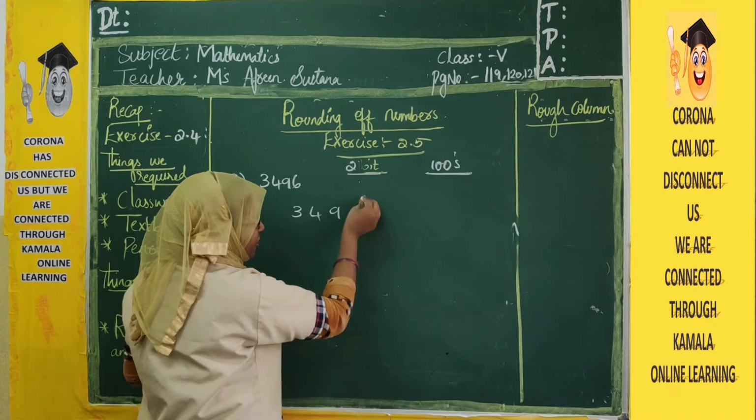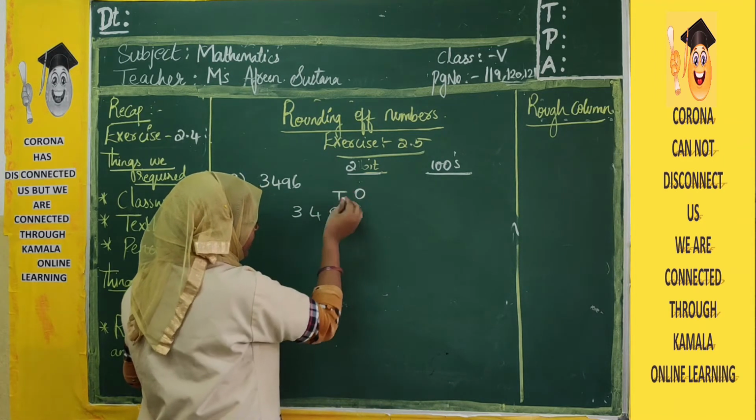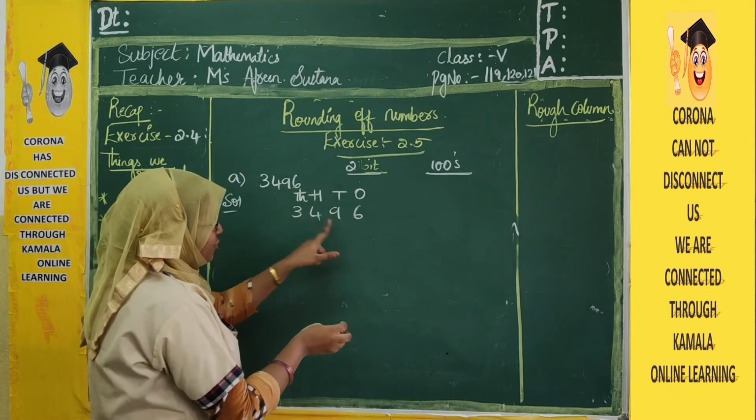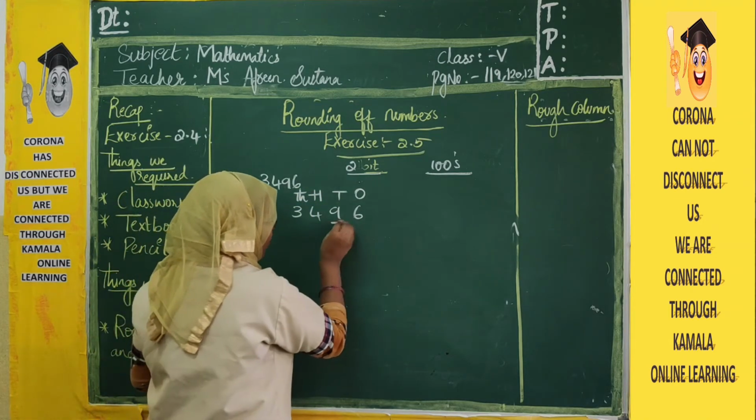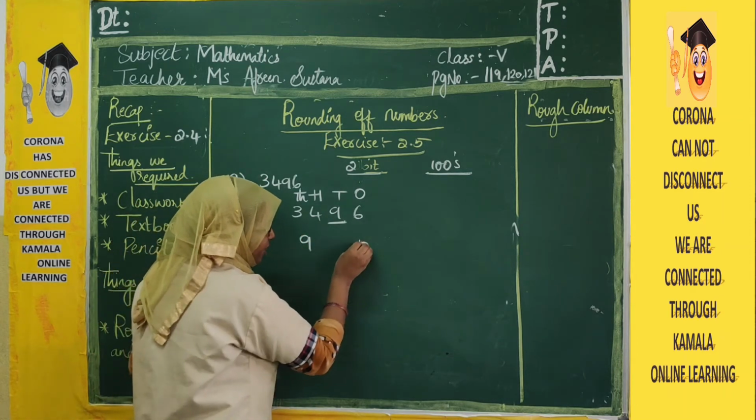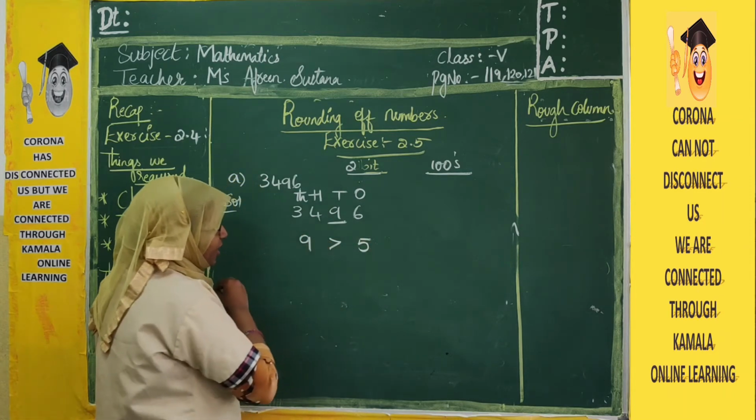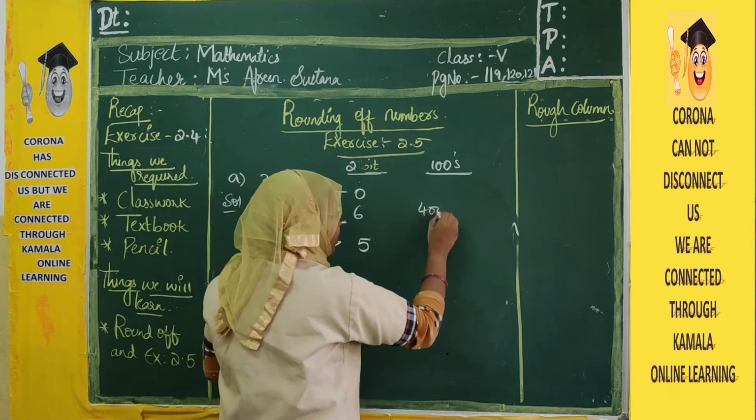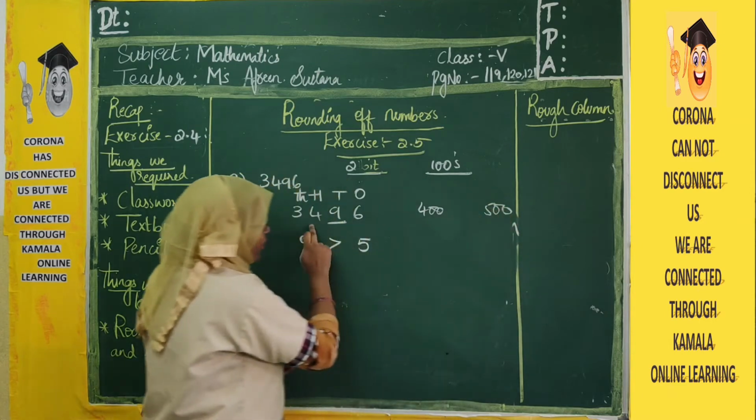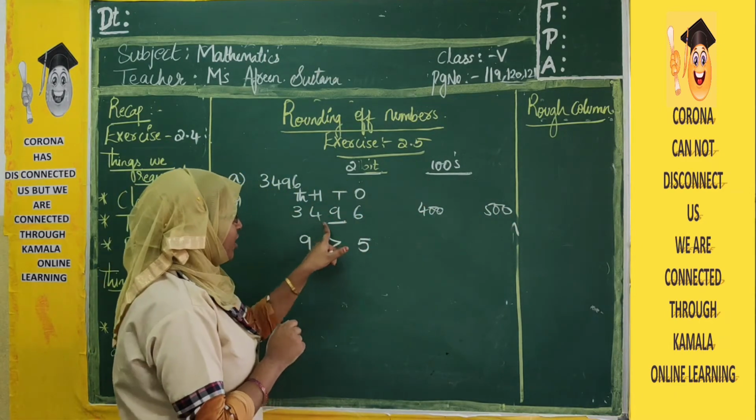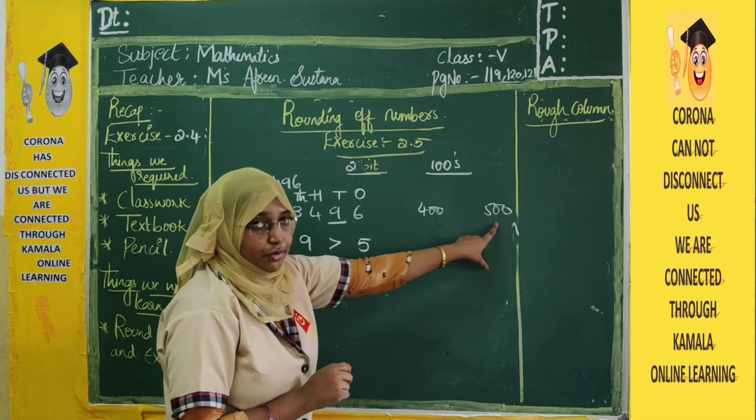3496. Starting from the rightmost, this is ones, tens, 100, 1000. We are doing nearest to 100, so we will consider the digit at tens place. 9. Now we will compare 9 with 5. As 9 is greater than 5, this lies between 400 to 500. 496. Forget about 3. We are doing 100. So 496 lies between 400 to 500.